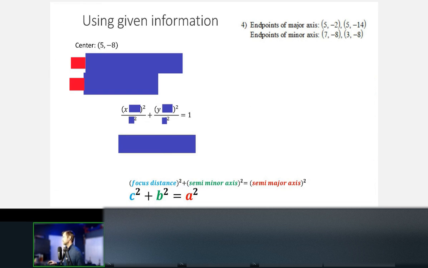The midpoint of the major axis. So the midpoint of the major axis. Yeah. So you could have done the midpoint of the major axis, or you could have done the midpoint of the minor axis. It doesn't matter which one you do, right? As long as you do the midpoint.